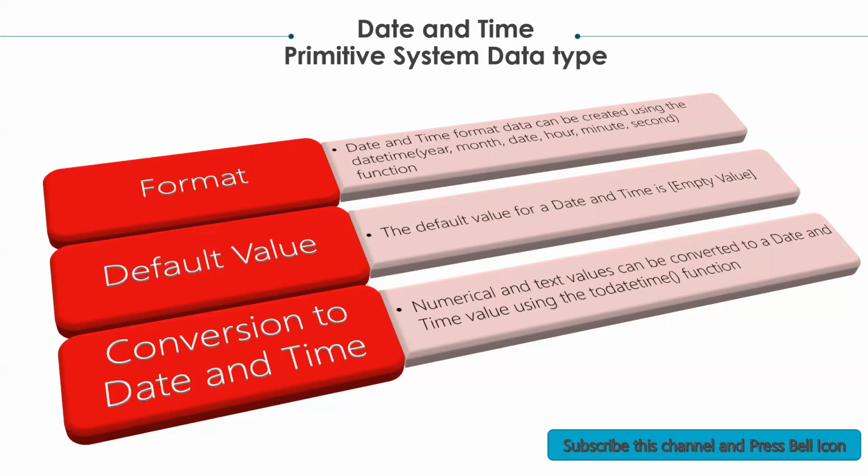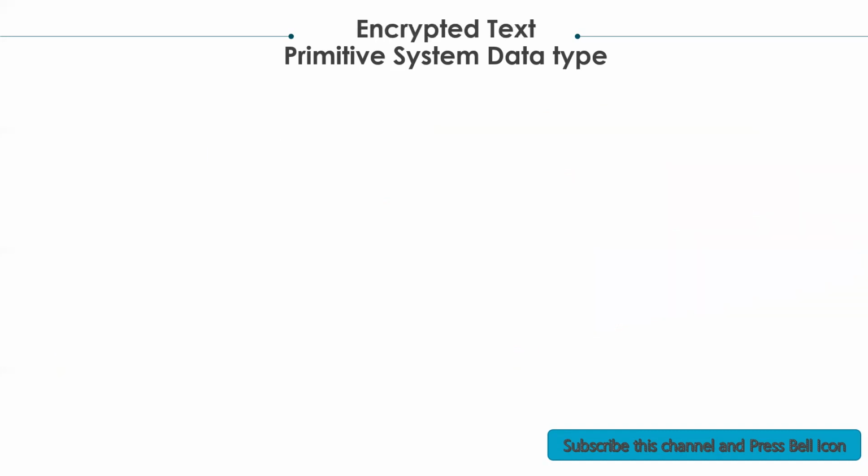The time zone used for display can be the user's preferred time zone, a globally specified time zone, or the time zone context. If a function expects a date and time value and you pass it a date, the date is automatically converted to a date and time value using 12 am for the time component. Numerical and text values can be converted to a date and time value using the toDateTime function.